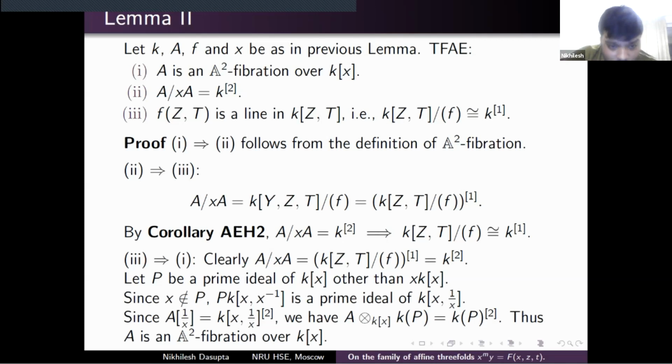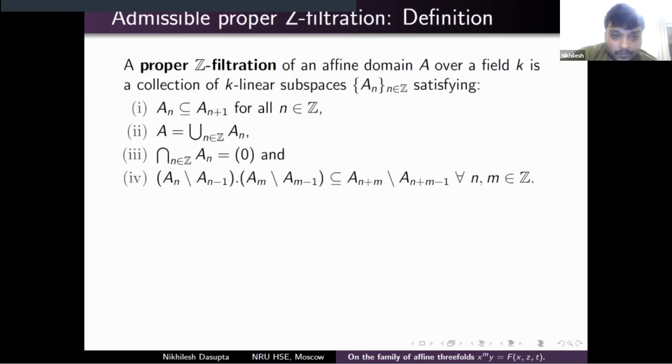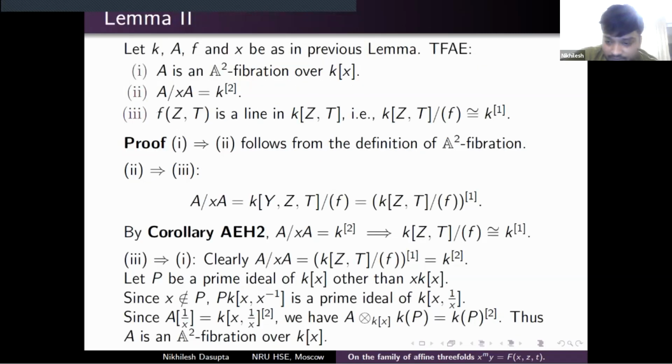Now if X does not belong to P, then this prime ideal can be looked at as a non-trivial prime ideal in K[X, 1/X]. Since A[1/X] is K[X, 1/X]^[2], A tensor K_P will be K_P^2. Because after tensoring with K[X, 1/X], it has already become a polynomial algebra. So if you tensor with K_P now, it will be K_P^2. Thus A will be an A2 fibration over K[X]. Okay. These were 2 small technical lemmas.